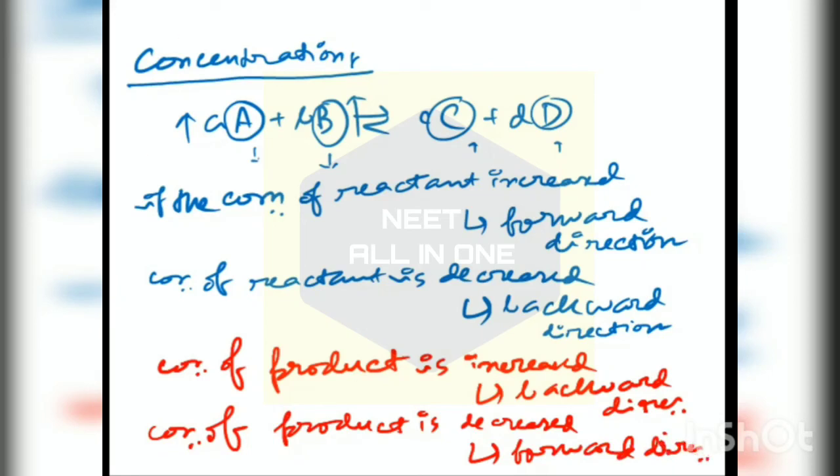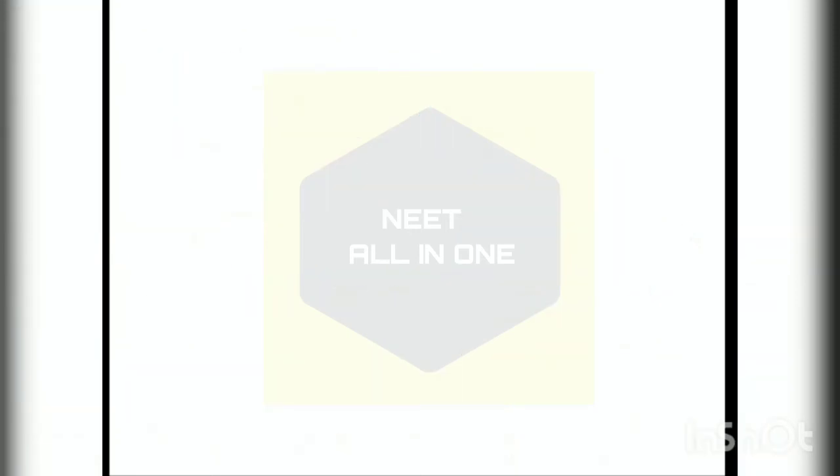Now, for exam purpose, we just have to remember these two, because the opposite case will happen in the other. So just remember, if concentration of reactant is increased, it will go in the forward direction. If concentration of product is increased, it will go backward reaction. And if the opposite case happens, then you just assume the opposite. Okay.